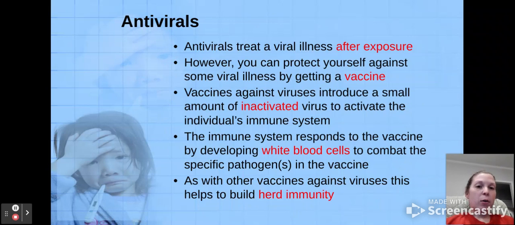These will treat viral illness after exposure. So you have a primary exposure and then a secondary exposure. The primary exposure is usually through that antiviral, like a vaccine, the flu. You get that primary exposure, your body learns to fight it, and then with a secondary exposure, you would be much more able to handle it.